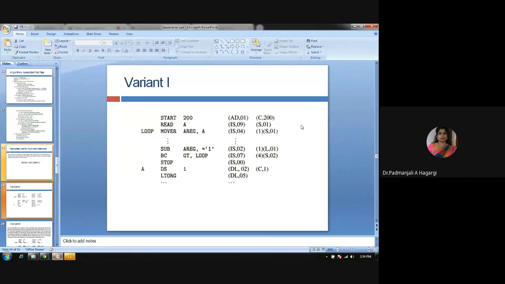0 9 is for read, 0 1 is for A. But again, what is the 0 1? 0 1 is nothing but the first symbol in the symbol table, but we need not write that value 1 here. It just shows the operand information. It will be dash only in the first pass. Okay, like this, so on. We only pick the code, so that forms the object program.